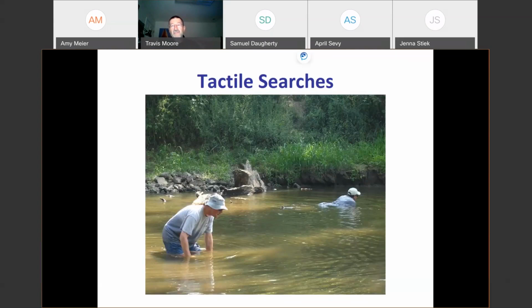Steve did add that for this particular site, this is where a tactile search can be really useful. He said there were cows nearby, and he said, "I'm sorry, I'm just not putting my face down in that poop-filled water."